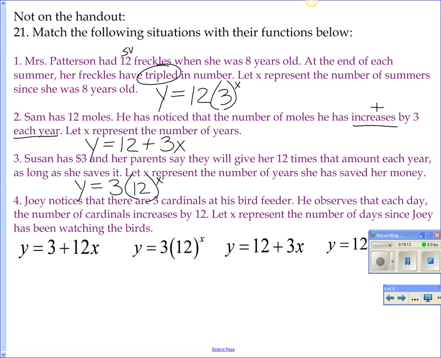Very good. Last one, Joey noticed that there are 3 cardinals at his bird feeder. He observes the number of cardinals increases by 12. Let X be the number of days since Joey has been watching the birds. Chuck, help me write a Y equals for this last one. Okay, so parentheses are when we're multiplying or there's a percent. What's happening to the cardinals? What are they doing? What's increase mean to do? Just plus. So you put plus 12x because it's each day.